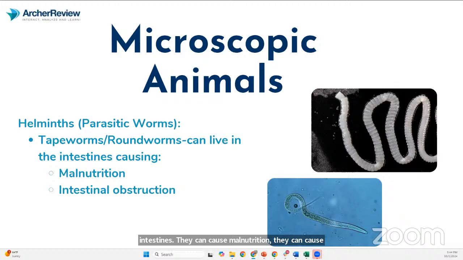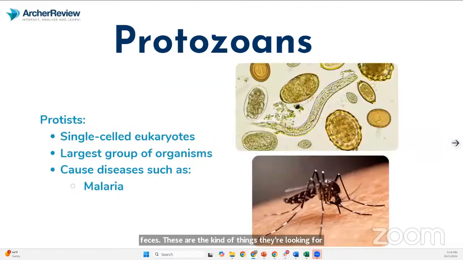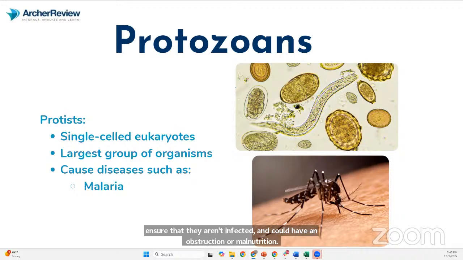An interesting point about tapeworms and roundworms, if you have pets, which I have two big Great Danes, so I know all about this, and I'm sure many of you have pets as well. When the vet asks you to bring in a sample of their feces, these are the kind of things they're looking for. So they will actually put their feces under the microscope and look for those types of organisms to ensure that they aren't infected and could have an obstruction or malnutrition. So more than you ever wanted to know, I'm sure, about parasitic animals.